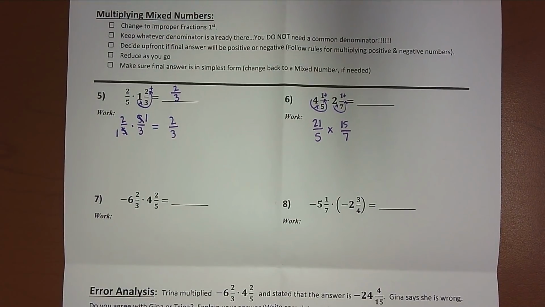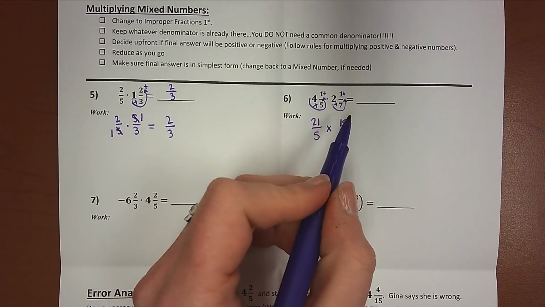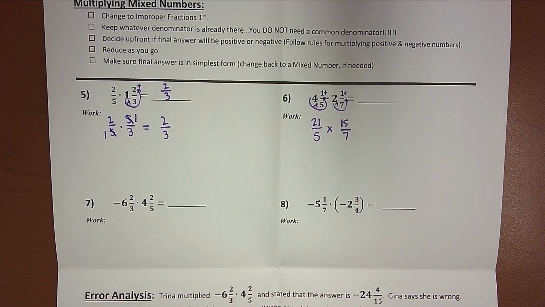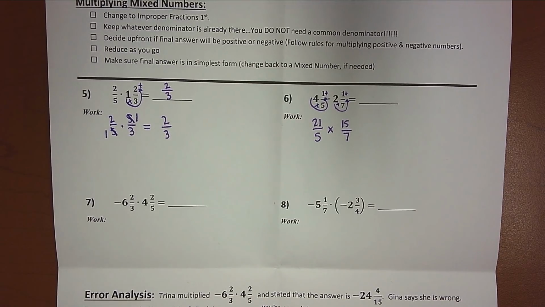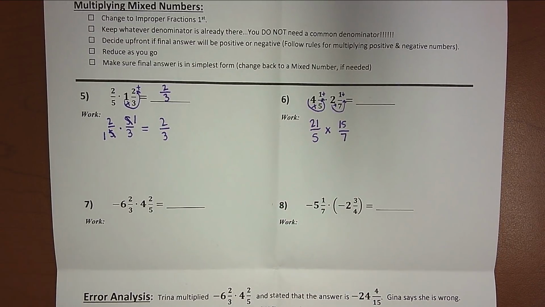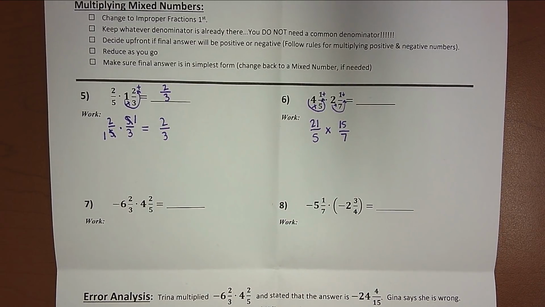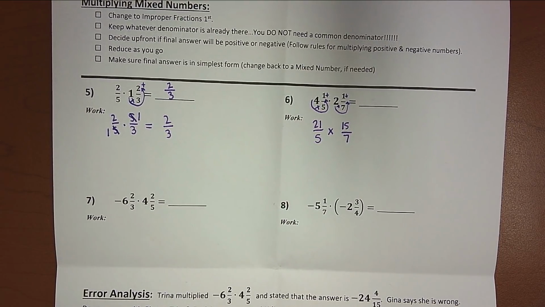I'm going to look at my numbers across from each other to see if they have a common factor that I can cross-reduce. Again, you don't have to cross-reduce, but it makes things a little bit easier. It makes the multiplication easier, so you don't have to do 21 times 15. And it makes it so that your answer is in simplest form if you do it correctly, so that's a nice benefit, that you don't have to simplify at the very end.